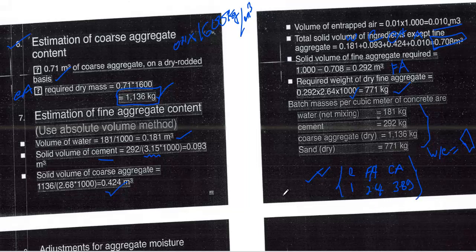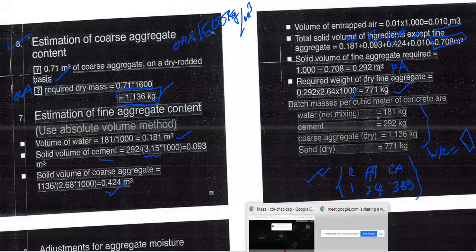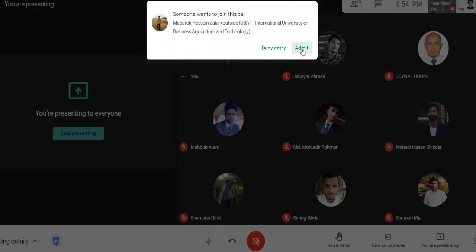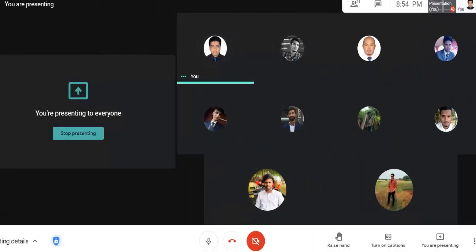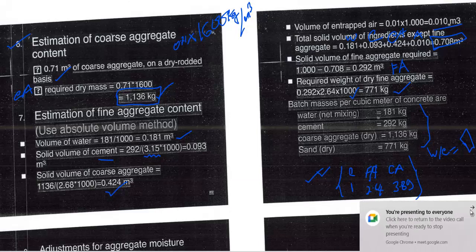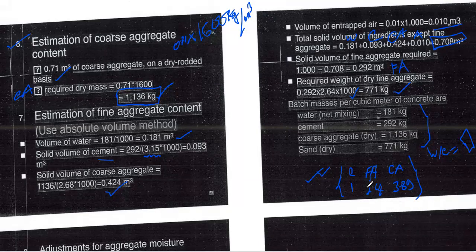Yet you did not adjust the moisture content or absorption value. Do you understand? So once you consider the moisture content and absorption value, at that time you will have a new mixing ratio of concrete. That would be your appropriate one.